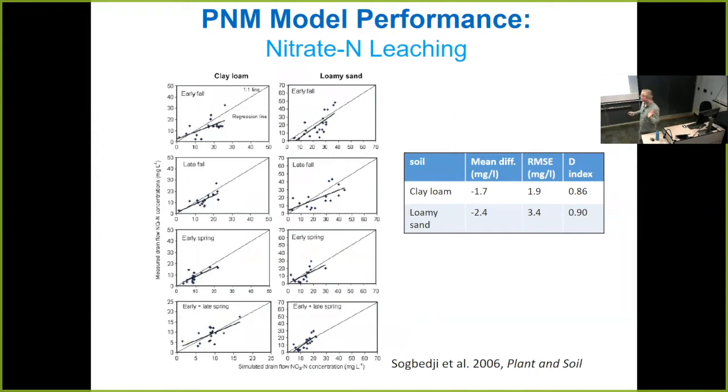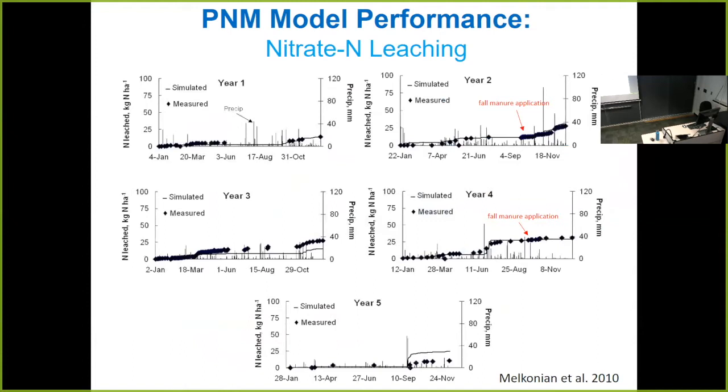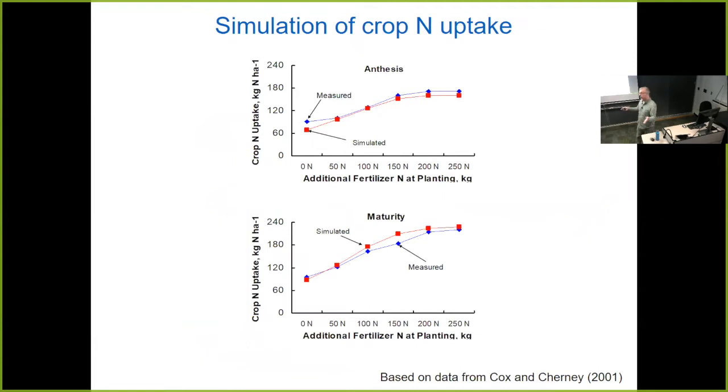I will go quickly on that. So this is for nitrate and leaching. Basically a good agreement between simulated and measured soil nitrate, or the leached nitrate. This is another experiment where they had manure application, which adds complexity to the model, but still the PNM simulated quite nicely, with a good agreement with the measured data. The model was also validated for other components like crop N or the yield in different studies. So overall, the model does a good job in predicting the different components.